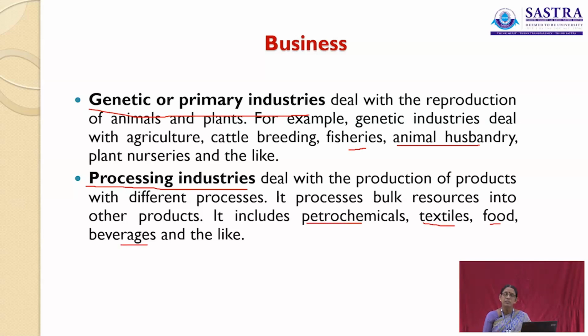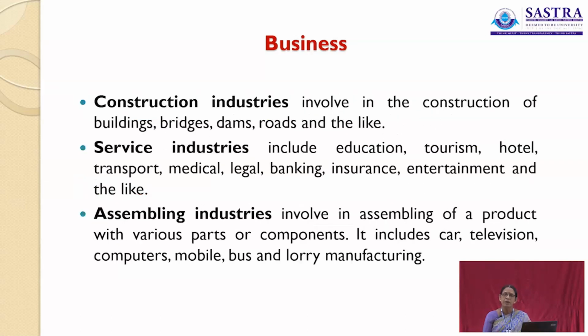The best examples are petrochemicals, textiles, food, beverages and the like. So we have different stages of production. Say in the textile industry, we have spinning, weaving, dyeing, printing, etc. So we have different stages in the textile industries. That is called processing industries.